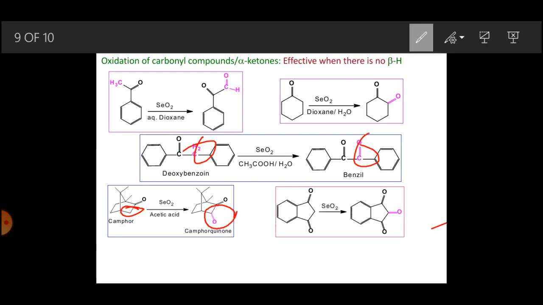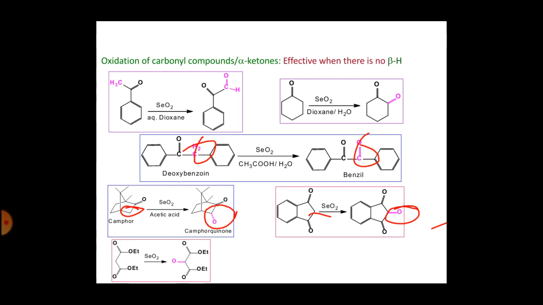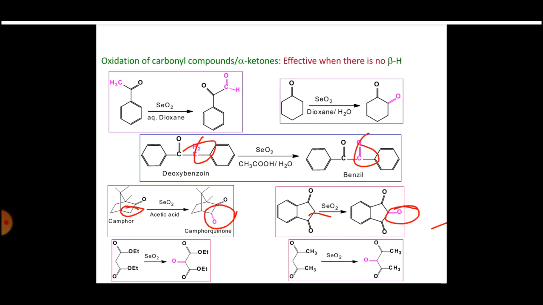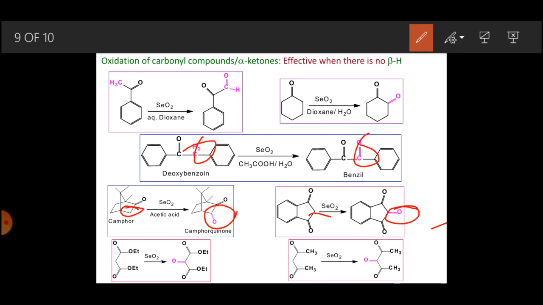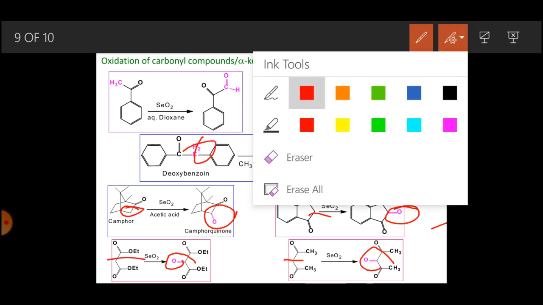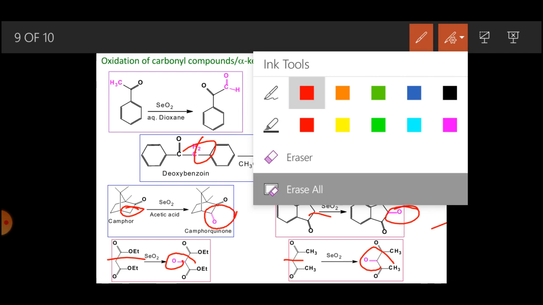Here too, this is getting converted to carbonyl, and in these examples also you can see it has an active methylene group which is converted to a carbonyl compound. So these are a few representative examples of oxidation.